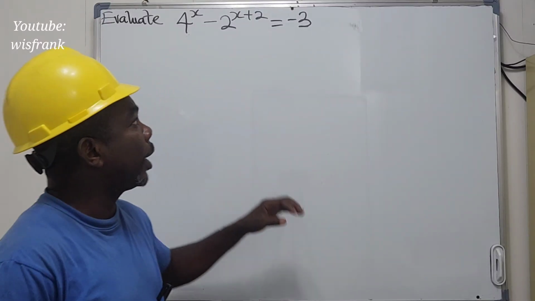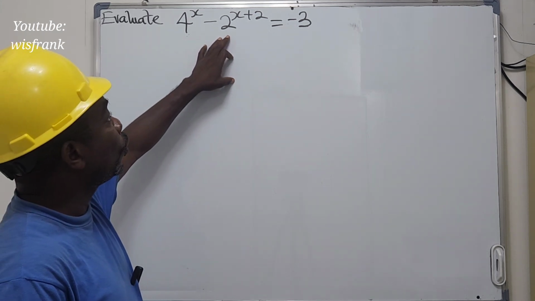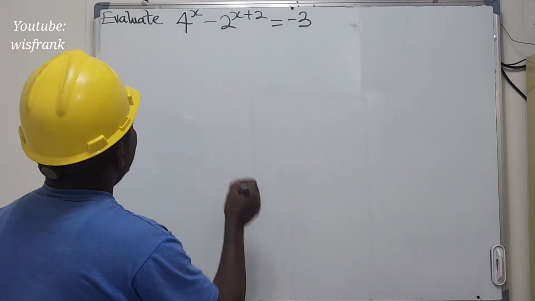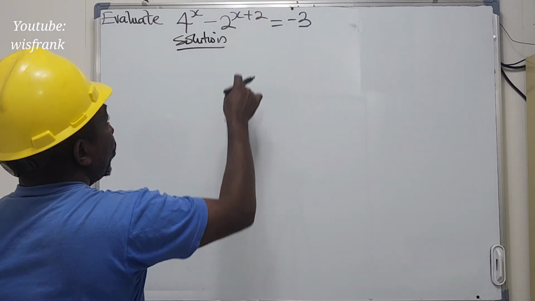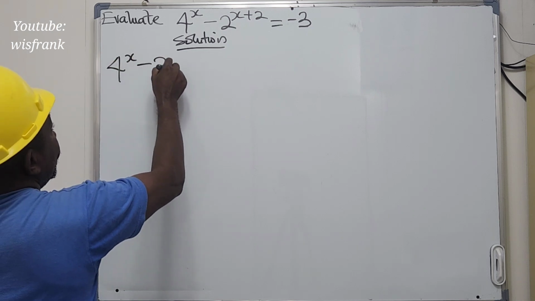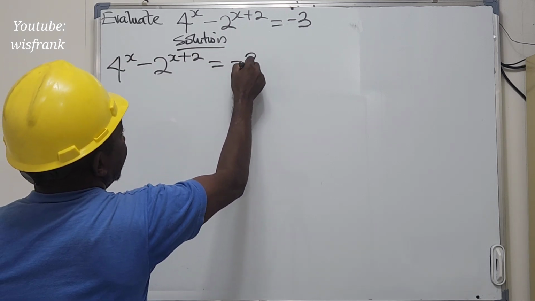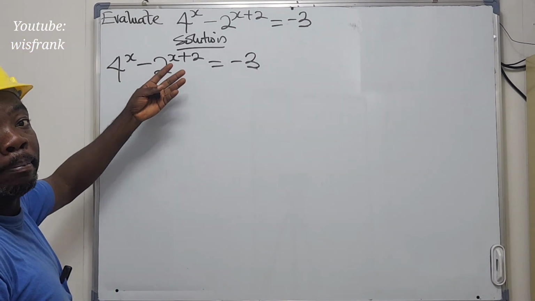For today, we are looking at this question. It says evaluate 4 to the power of x minus 2 to the power of x plus 2 equals minus 3. So from here, we are going to solve for the value of x from this equation. We are given 4 to the power of x minus 2 to the power of x plus 2 equals minus 3. We can turn this to become the same base.